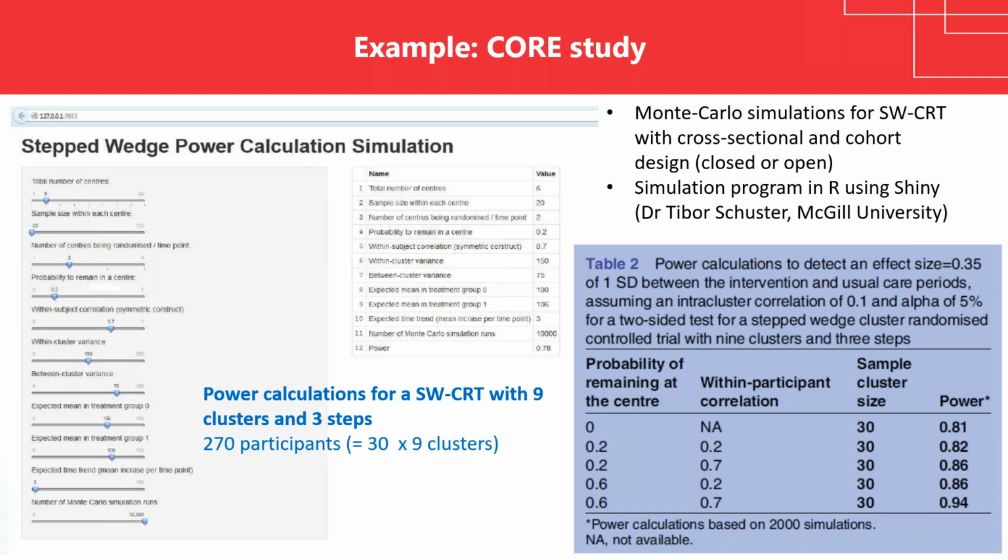This table is copied from the protocol paper, and again, using the same conditions as before, with a detected effect size of 0.35 of 1 standard deviation, given the same restrictions where we've only got 30 individuals per cluster and 9 clusters. We were able to demonstrate that with repeated measures, assuming we have cross-sectional samples, we had at least 80% power. By allowing for repeated measures on the same individual over time, we can also demonstrate we can increase the study power.